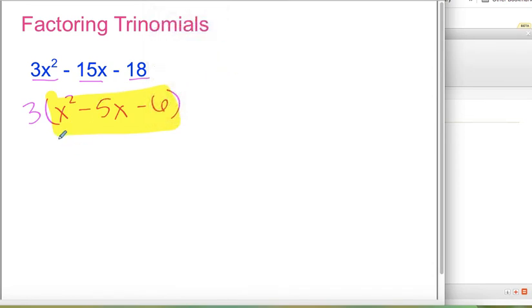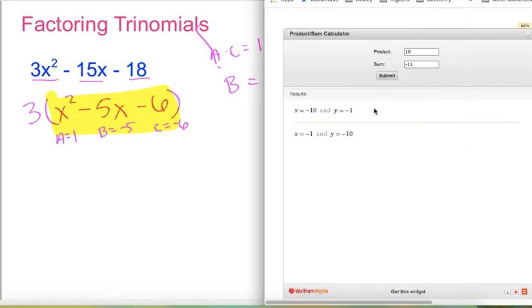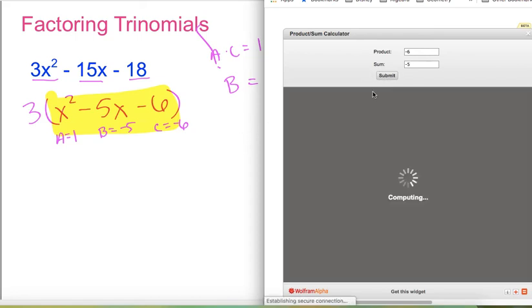So we're going to look at this part here, and so A is 1, B is negative 5, and C is negative 6. Remember, A times C, so 1 times negative 6 is negative 6. That's what you want the product to be. You want the B value to be the sum, which is a negative 5. So negative 6 is the product, negative 5 is the sum that we would like. So negative 6 and negative 5 is what I'm going to enter over here. The first piece is negative 6, that was the product. The second piece is negative 5, that's the sum. Push submit.